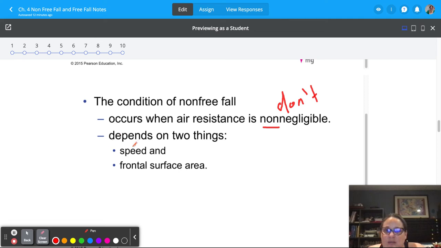It depends on two things. There's two things that affect how much air resistance something experiences, and the two things are speed and frontal surface area.